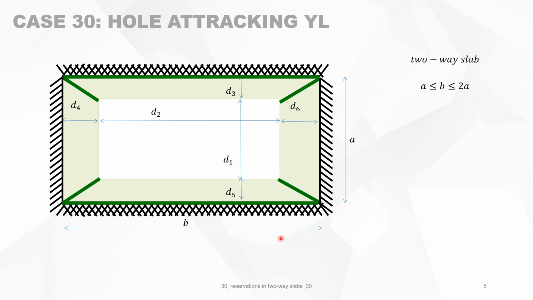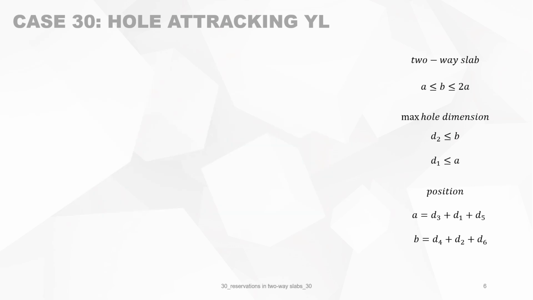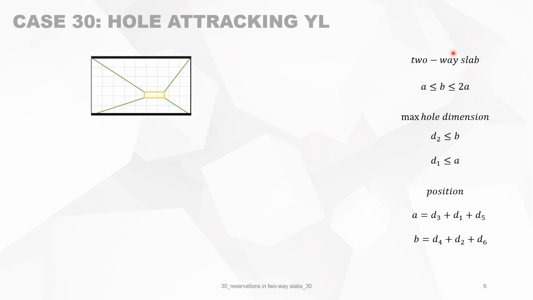The conditions now: it's a two-way slab, so B must be between A and 2A. Of course, the maximum dimensions: D2 must be smaller than B and D1 smaller than A. And the position, well, it's evident that A is the sum of D3, D1, and D5, and B is the sum of D6, D4, and D2. So these are the only restrictions on the case 30 hole.